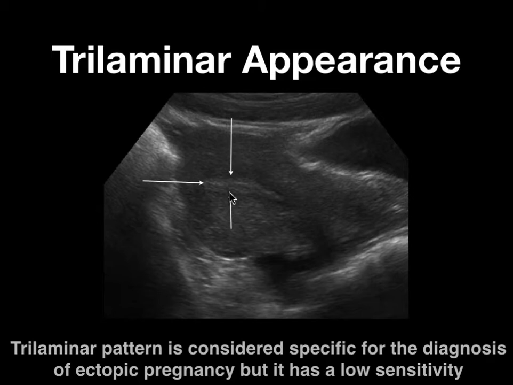Here's the trilaminar appearance where you have three lines. You have 1, 2, 3. This is essentially the appearance that you would expect to see in the follicular phase of the menstrual cycle, not what you would expect to see in the luteal phase or in early pregnancy. So if you see this, it's considered to be specific for the diagnosis of ectopic pregnancy.